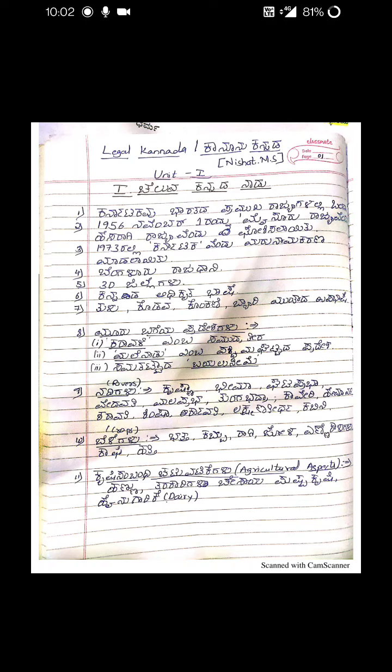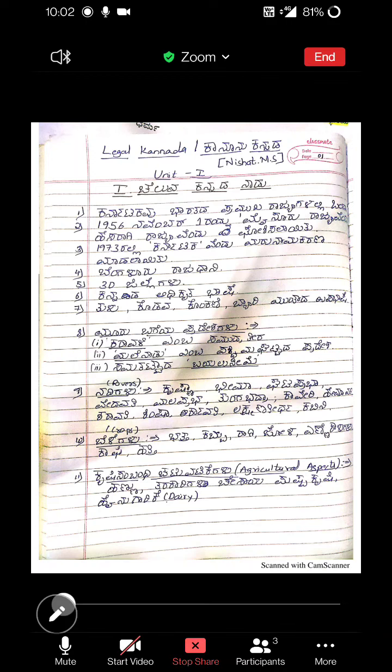The first unit has totally 6 concepts. It talks about historical aspects of Karnataka. The unit starts with basic introduction of Karnataka. It says that Karnataka ಭಾರತದ ಪ್ರಮುಖ ರಾಜ್ಯಗಳಲ್ಲಿ ಒಂದು. That is, Karnataka is one of the major states of India.